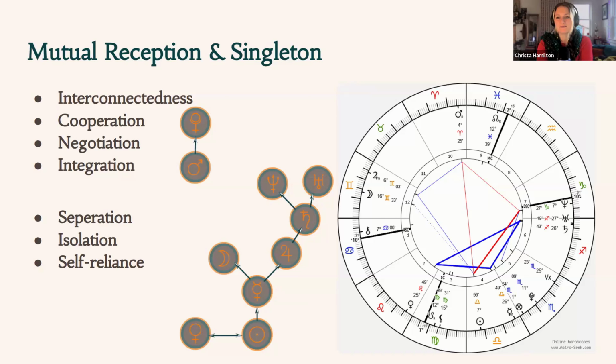Yeah, yeah. So yeah, this is a mutual reception and singleton chart. And obviously this is just looking at the dispositors, it's just one way of organizing a chart. I like to use these ways to organize the chart because a chart has so many symbols, so many lines, so sometimes when you look at it, you're just like, I don't know where to start. And this is my personal way, and I really like this technique to know where to start, you know?